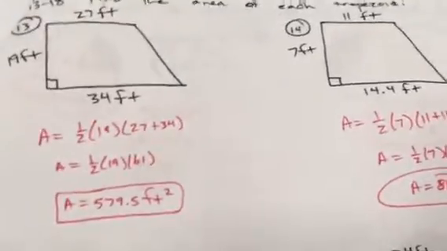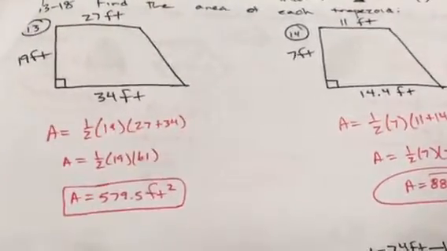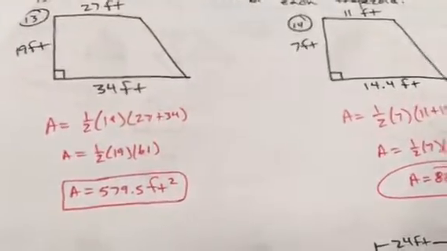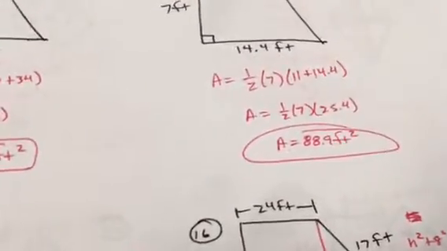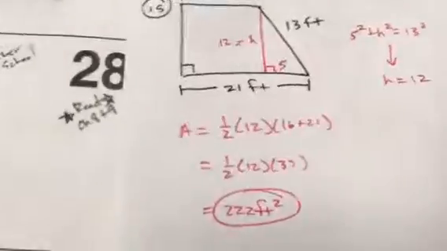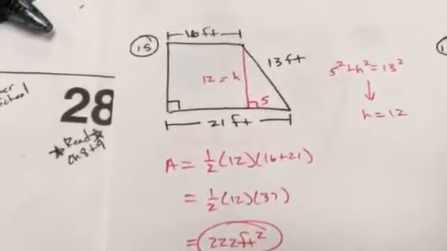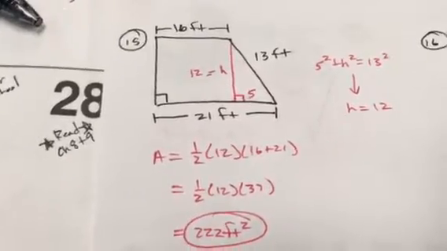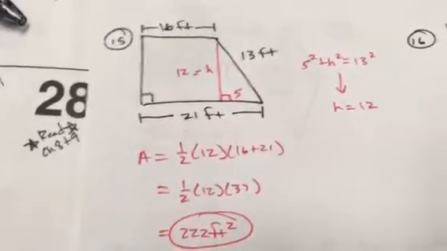Guys, again, you have a formula sheet tomorrow. Area of a trapezoid is 1/2 height times the sum of the two bases. I give you everything you need to know on 13 and 14. Make sure to sum the bases first before you multiply. On 15 and 16, you drop the height down, do 21 minus 16. 5 is that leftover part. 5, 12, 13 triangle. 12 is the height.